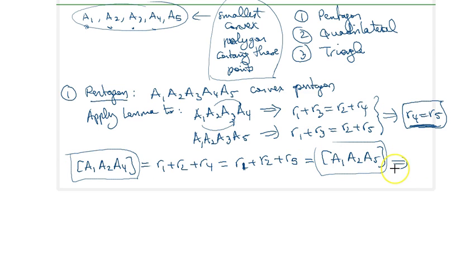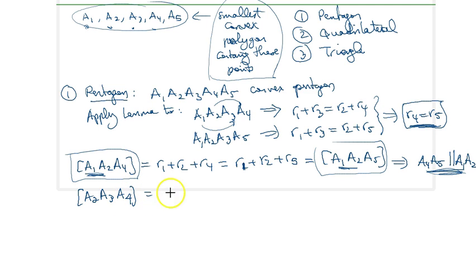This immediately implies that A4, A5 is parallel to A1, A2. There is no other explanation for these two triangles having the same area, knowing that they share the same base A1, A2. It must be that their heights are equal, and as a result A4, A5 is parallel to A1, A2.